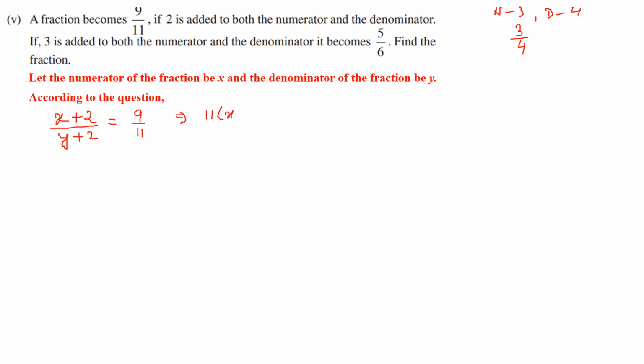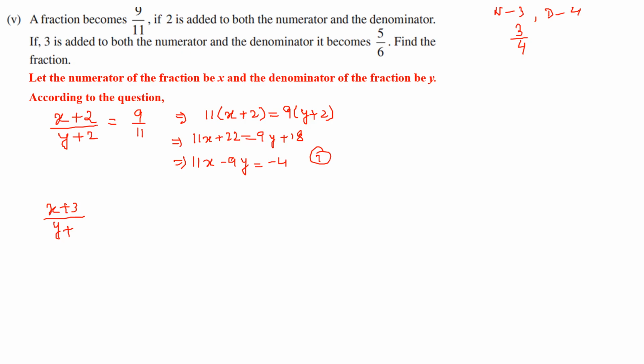So you will get 11 times X plus 2 equal to 9 times Y plus 2, which will give you further 11x plus 22 equal to 9y plus 18. So it will be 11x minus 9y equal to minus 4. Now this is your first equation. From the second statement, you can see if 3 is added to both numerator and denominator, then the fraction becomes 5 by 6. So x plus 3 by y plus 3 is equal to 5 by 6.